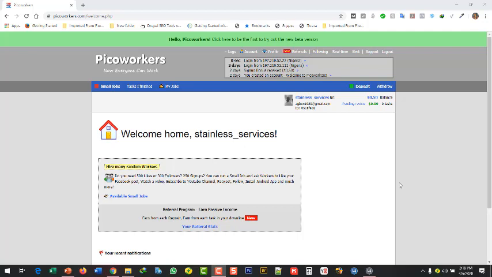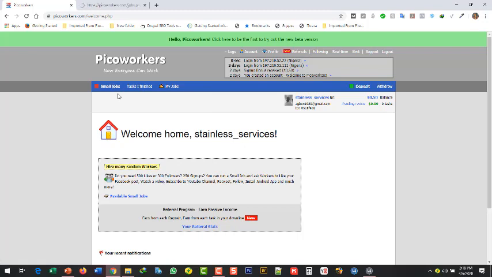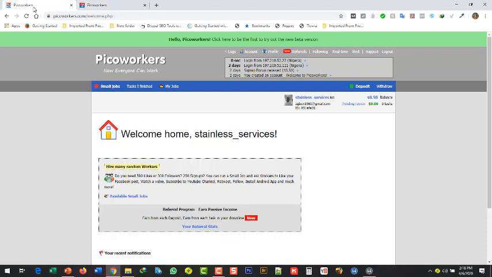For the US jobs you will see on Picoworkers, just one job might be $1.7, $1.5, $1. Do you understand? But for international jobs, you'll be seeing them in cents. See it here, you'll be seeing them in cents: 0.2 cents, 0.1, 0.08, 0.6. Understand? Using a US IP gets you access to loads and loads of jobs.